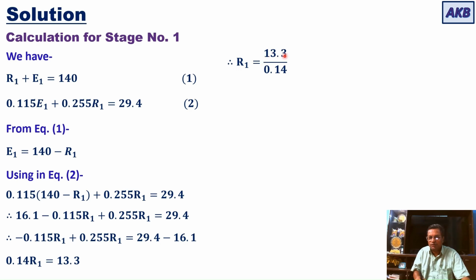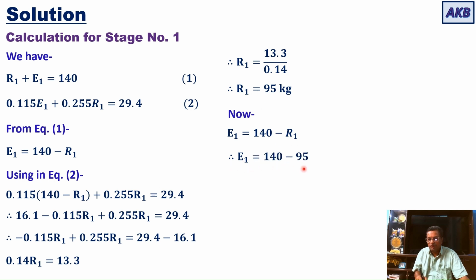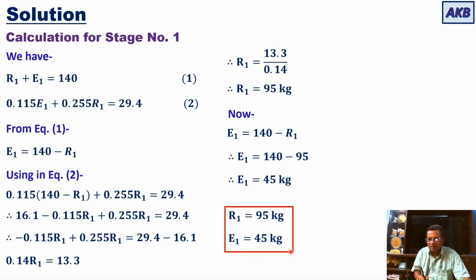That is R1 is equal to 13.3 divided by 0.14. That gives me R1 as 95 kg. And since E1 is equal to 140 minus R1, E1 will be 140 minus 95, and E1 comes out to be 45 kg. So the quantity of raffinate phase coming out of stage number 1 is 95 kg, R1 is 95 kg and E1 is 45 kg. So that ends my calculations for stage number 1.